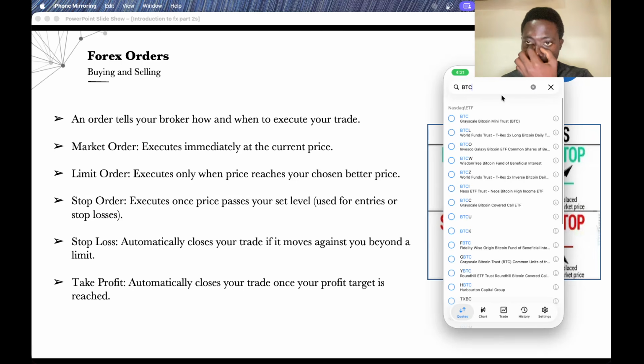Let me see if the index market is active. Okay, the index market is active. I'll intentionally place a trade. Oh, it's not active. If it was active, I'd have seen a buy or sell button. It's not active.